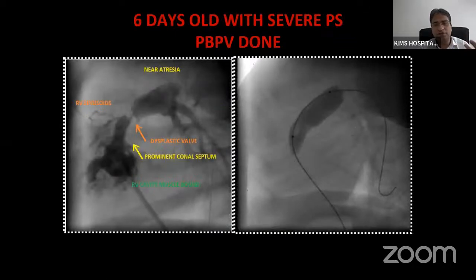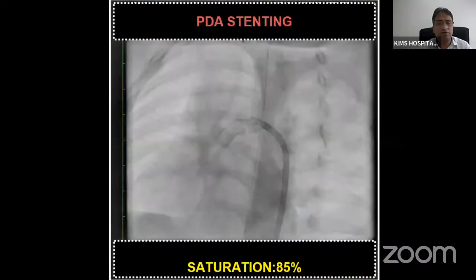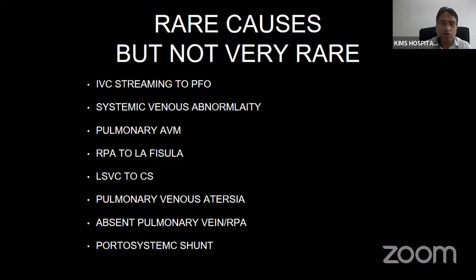This is one of the patients, 6 days old with severe PPPV. There is a complex diagnosis where we did the stenting. So rare causes, but not very rare. Whenever cyanosis is there, sometimes, as in fetal life, the umbilical blood will come to the liver from the portal and directly go to the ductus venosus, and the eustachian valve will direct it to the PFO. Even after birth, if the same mechanism persists, the IVC blood goes directly through the eustachian valve to the PFO, and that is also causing cyanosis, but they are very rare.